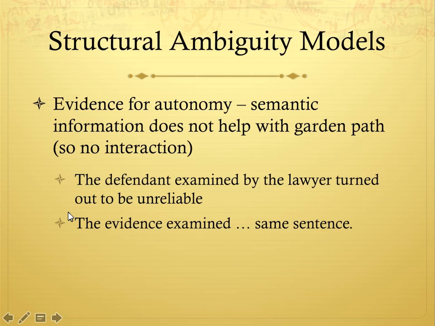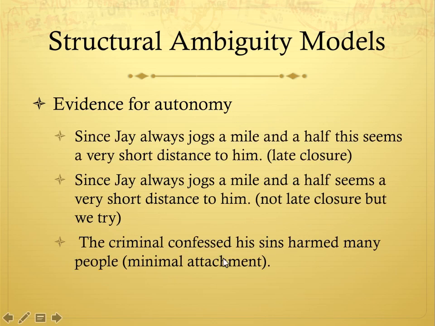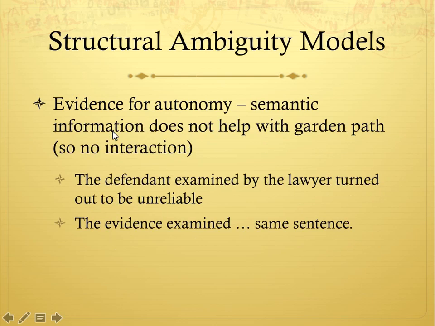So semantic information doesn't seem to help with garden paths. That's the evidence for autonomy. That's what a lot of this is: we're trying to use late closure and minimal attachment and not base this on semantic information. So, the defendant examined by the lawyer turned out to be unreliable.